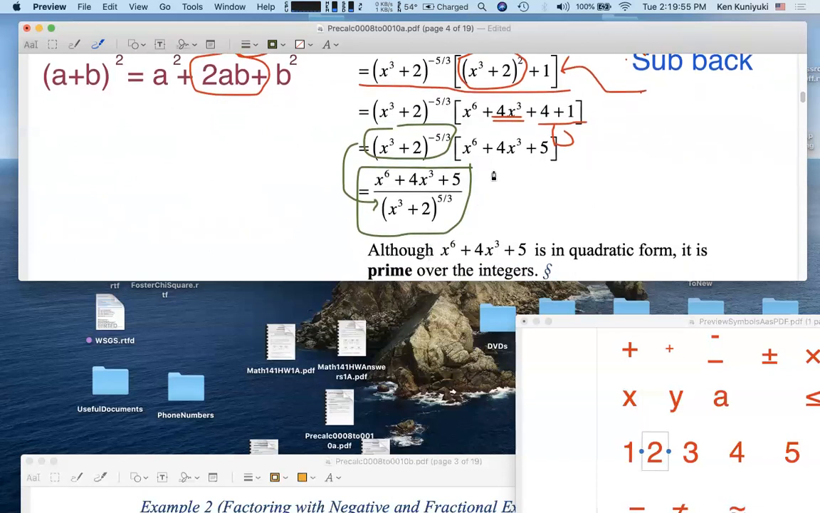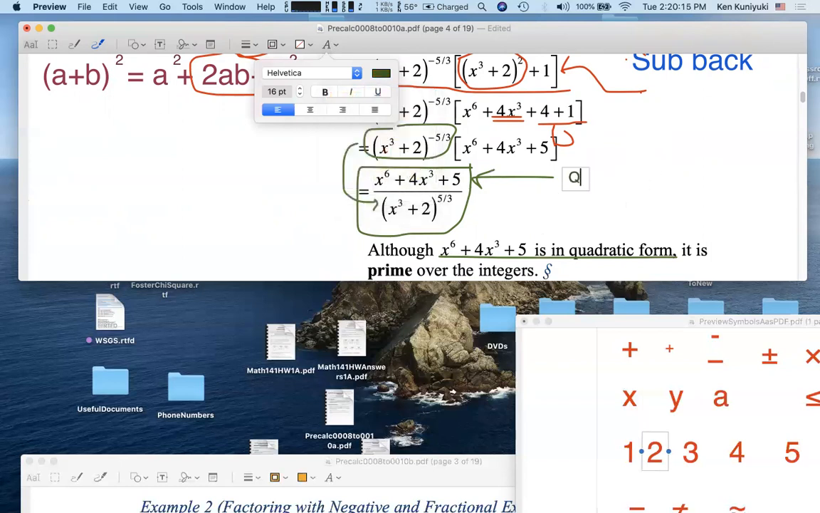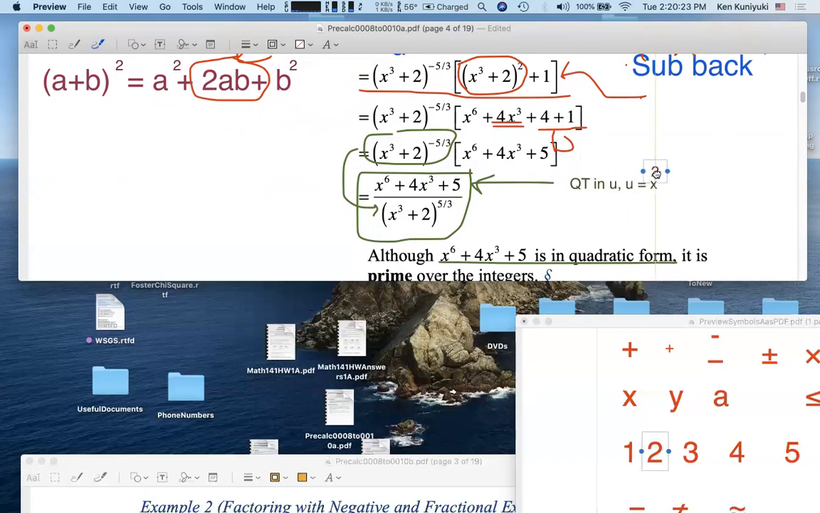All right. Now, you might be saying, well, wait. On the top, this guy is basically a quadratic in u. If you let u be x to the third, this thing is in quadratic form. It's a quadratic in u. Can we factor it old school? We have here a quadratic in u, where u is x to the third. But can we factor this thing nicely? Not old school, as in this times this with integer coefficients.